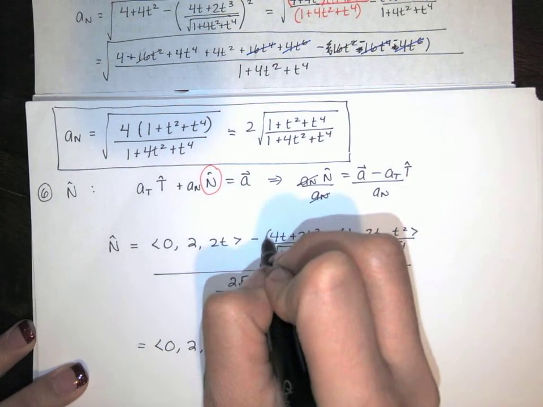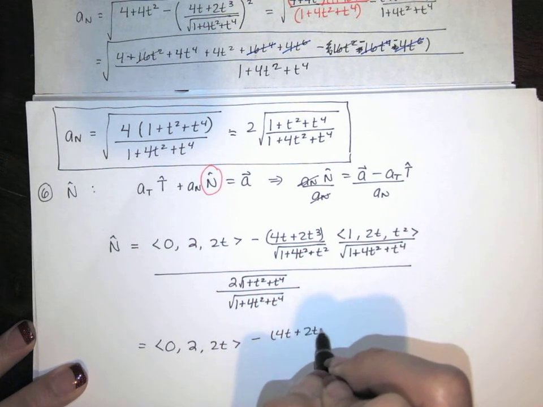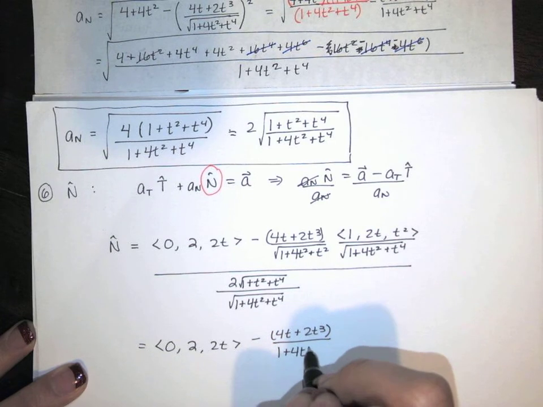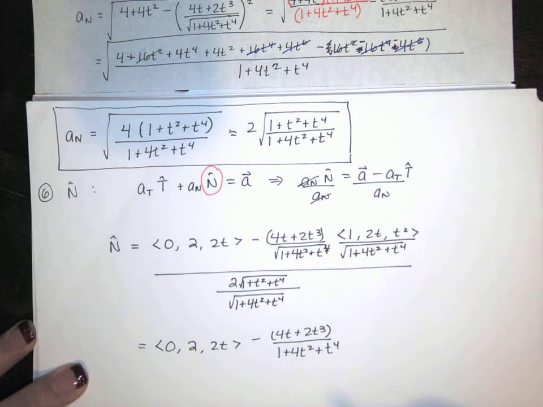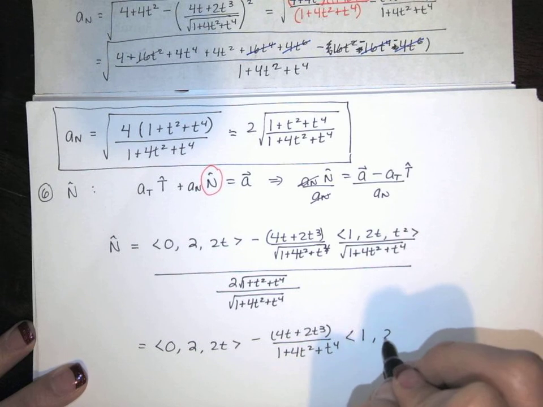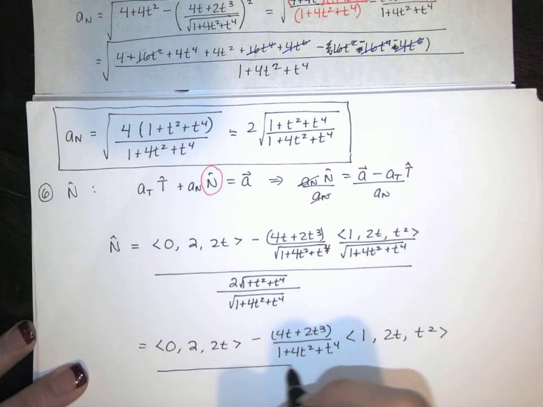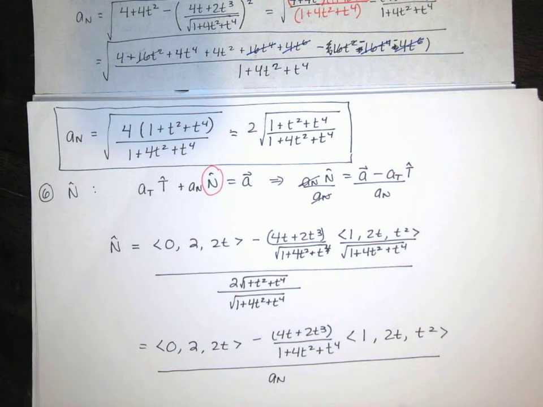So we've got minus 4t plus t cubed all over, oops, that should be a 4th, speed squared times this vector, all divided by this. I'm just going to call it a sub n for right now. We're going to do that later.